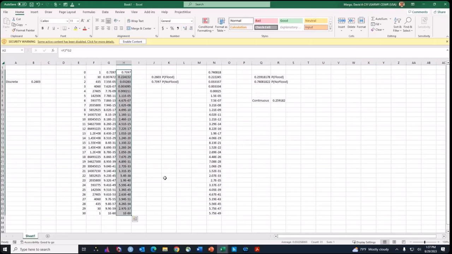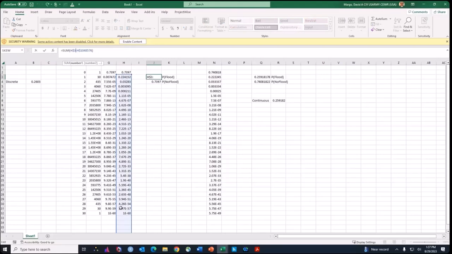Okay, and then you can answer the same question: what's the probability that I don't see a flood in 30 years? Well, the only outcome with zero floods is this first element here in H, 0.7397. If I don't get a flood, the other outcome is that I had a flood. So what's the probability that I had a flood? Technically it's one or more. It could happen any of these ways, so I can sum all those up and get that probability.